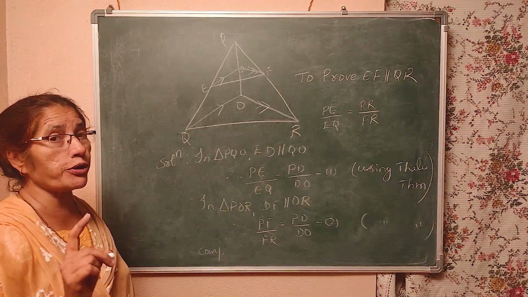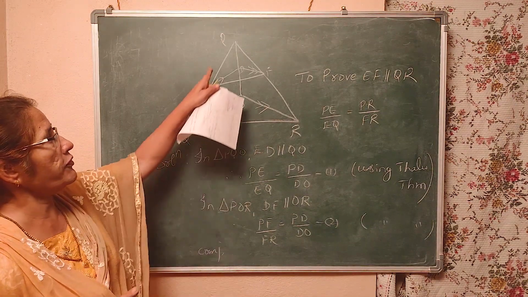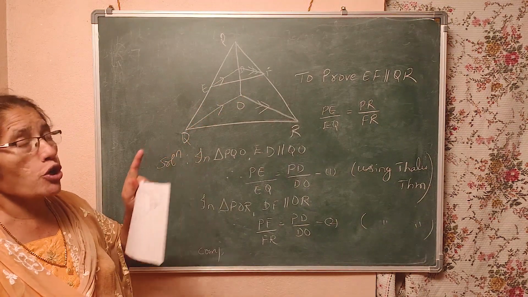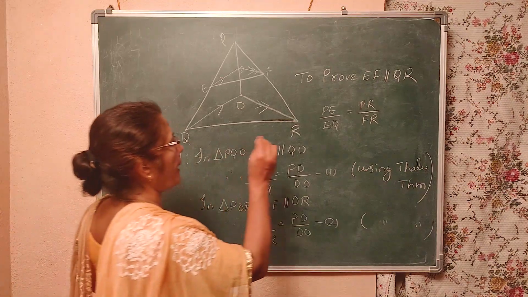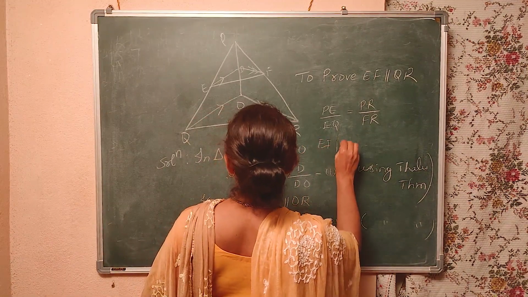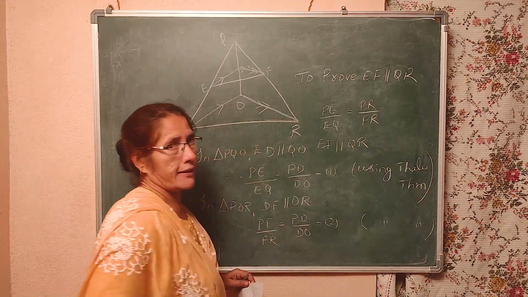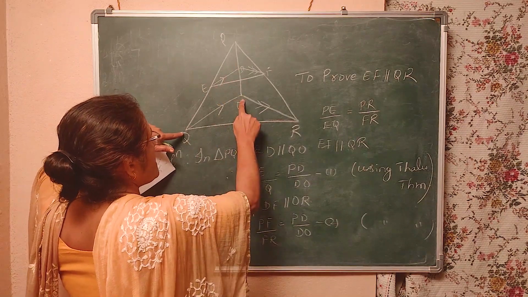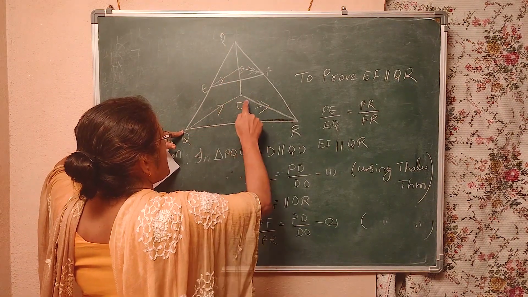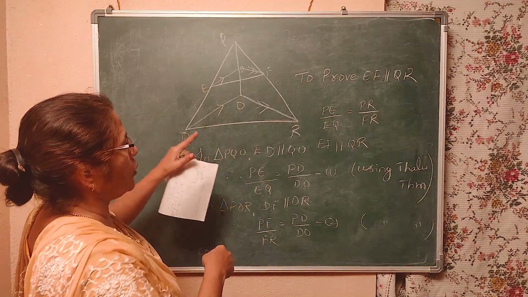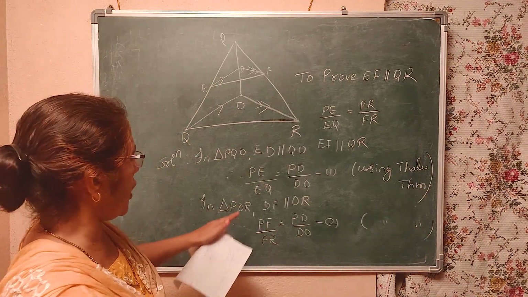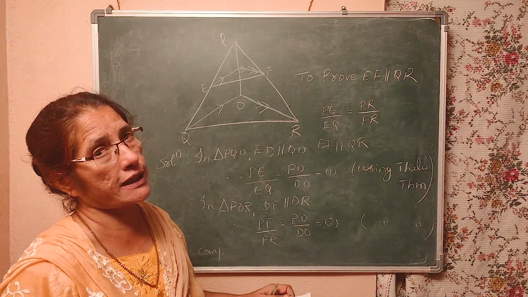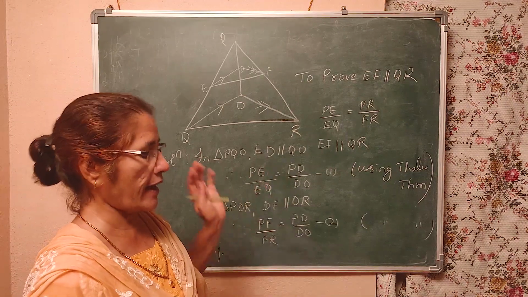So now what you have to do? You have to use converse. If they are proportional, the lines are parallel. By the converse of basic proportional theorem, EF is parallel to QR. I hope you understood. So, whenever this is parallel to this, take the whole triangle, then use Thales theorem. Then comparing 1 and 2, you got PE by EQ is equal to PF by FR. Now you use converse of the Thales theorem. There you get the answer.